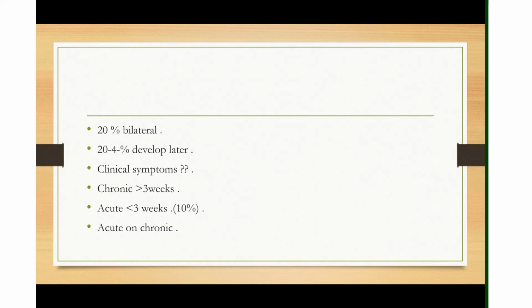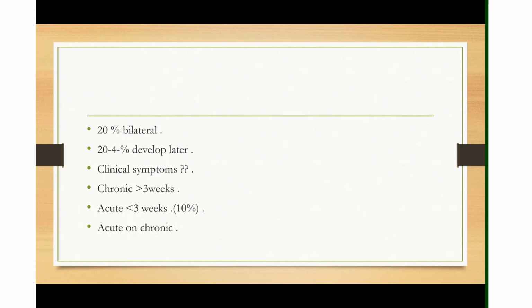And 20 percent of the cases are bilateral. That means 80 percent of the cases are, in other words, unilateral, and in 20 to 40 percent of the cases the other side develops later. That means it may start with the disease on one side, and then in 20 to 40 percent of the cases, the opposite hip joint is also involved.